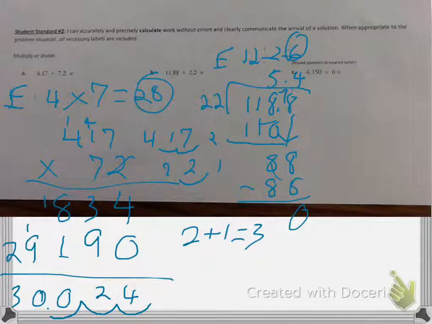The last one, letter C, 4,150 divided by 6. Remember, when we make estimates, we want easy numbers. So 4,000 is what my estimate is going to be, divided by, let's go with 5. And I know that equals 800. So I know my quotient should be close to 800. So now let's divide. So I have 4,150.